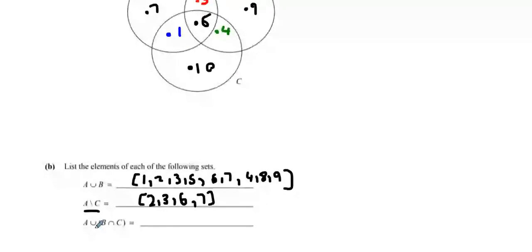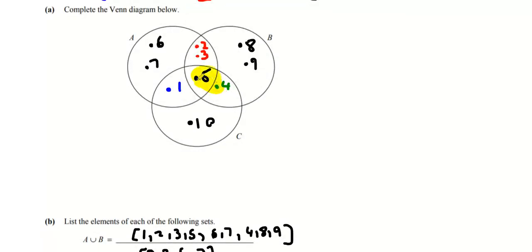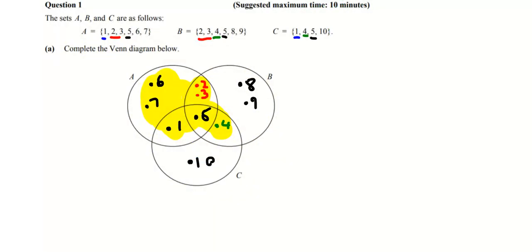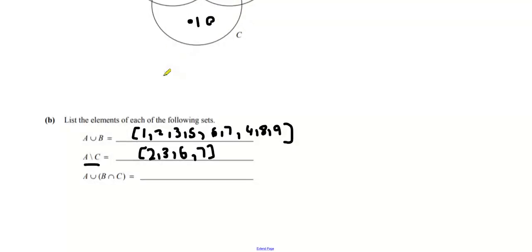Okay. Everything in A or everything in B intersection C. So A union B intersection C. So let's get B intersection C first, which is this section here. And then everything in A as well. So that is this region here. So 1, 2, 3, 4, 5, 6, 7. Oops, sorry, my bad. 1, 2, 3, 5, 6, and 7.